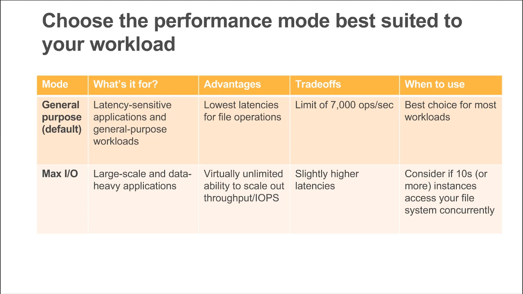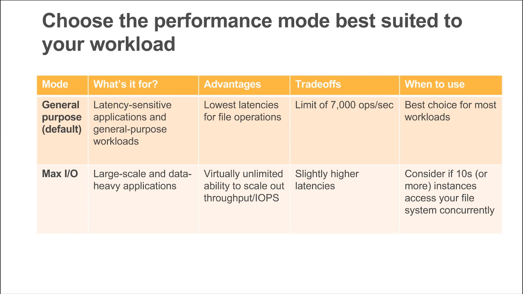So if you're thinking about which to use, general purpose again is appropriate for most workloads. That's why we have it be the default. But if you're accessing a set of data from, let's say, tens or hundreds or thousands of instances, chances are that the aggregate number of operations per second you're going to want to drive are above 7,000. And in that case, max IO may be the better mode for you.